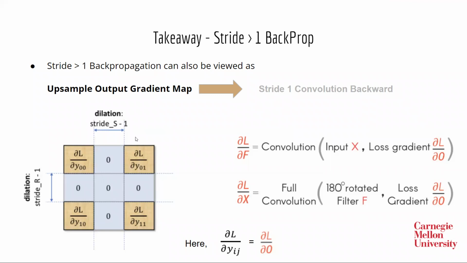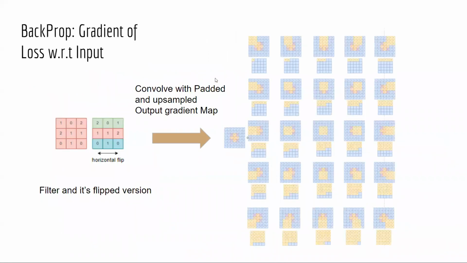So your gradient of loss with respect to y basically is the gradient of loss with respect to output. These are the 2 things, and there's a slight change in the notation, so I'm just making that clear. This is the upsampled output gradient map. You just plug this into the backward of stride 1 convolution, and you should get the backward of stride greater than 1 convolution. So this was a small example prepared by one of our TAs.